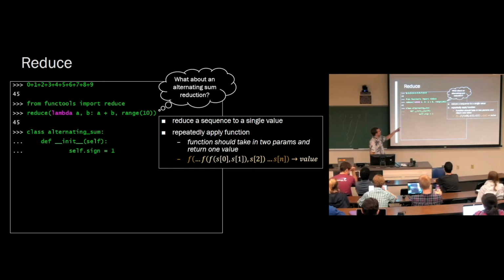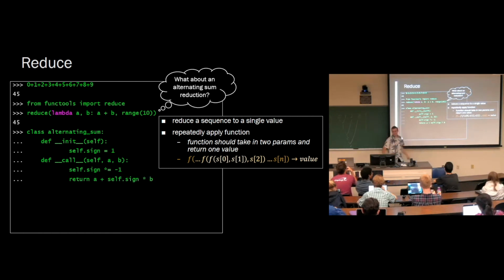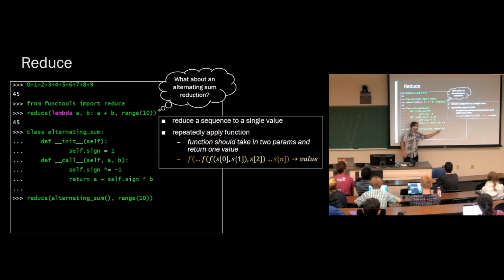Well, we could write a function that has state, and the state is its sign. And then every time we call it, the sign changes, and we reduce by multiplying by that sign. I don't know. This is how I would do it, but maybe I'm just crazy. And then we would reduce using the alternating sum function over the range, and we'd get what we expect. But if you just want to use for loops, yeah, you called me out here.